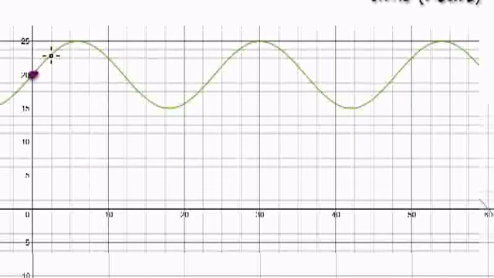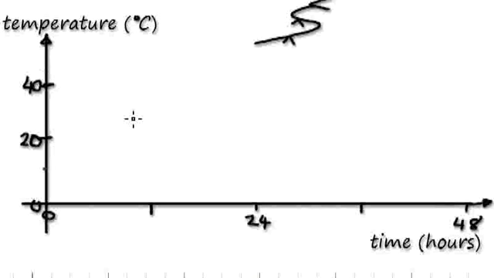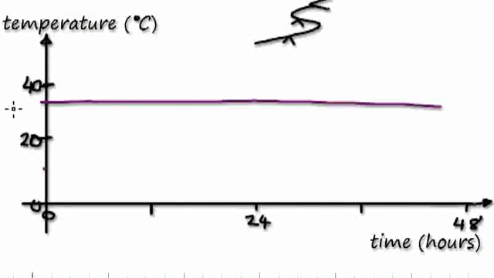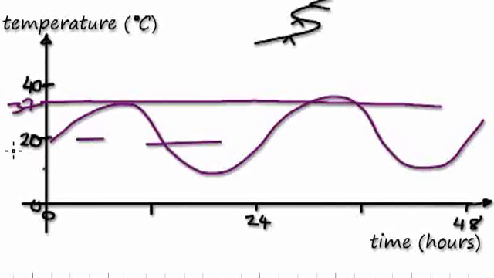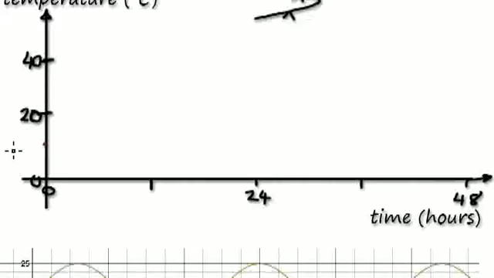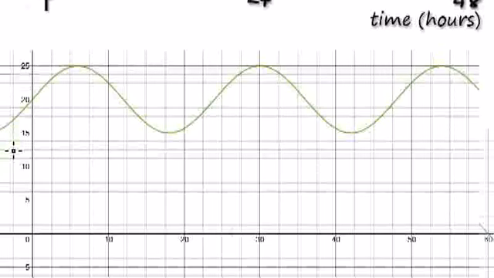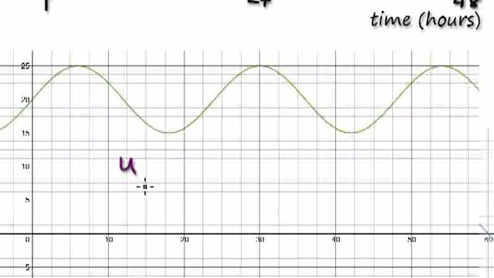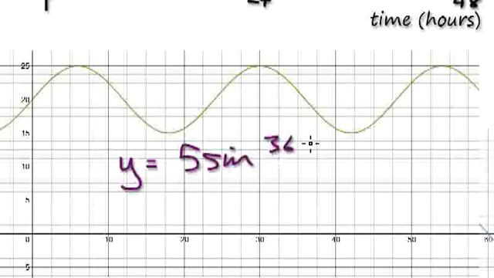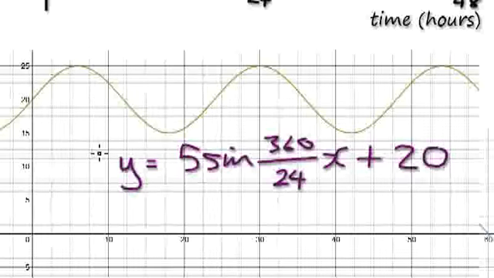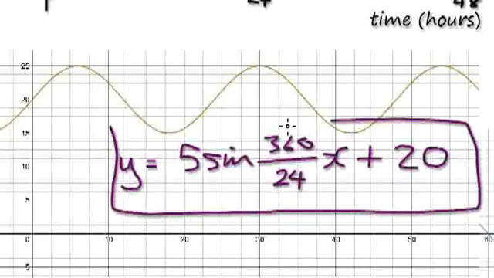Notice that this point here is at 20 because we want to set up the model so that, well, a human being is hovering at 37. So now we want it to hover around the 20 mark. That's why we added 20 right at the end. So far our graph is this: y equals 5 sine 360 over 24 x, and then plus 20. This is our green line at the moment.